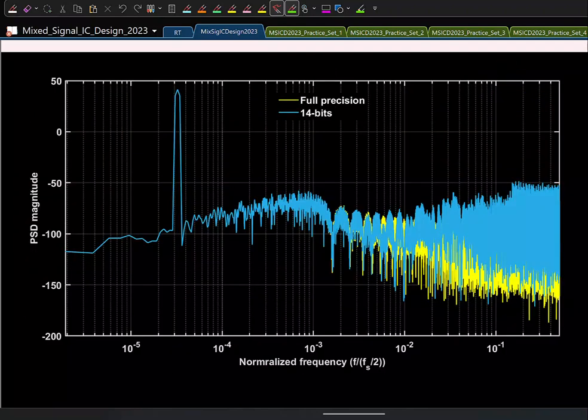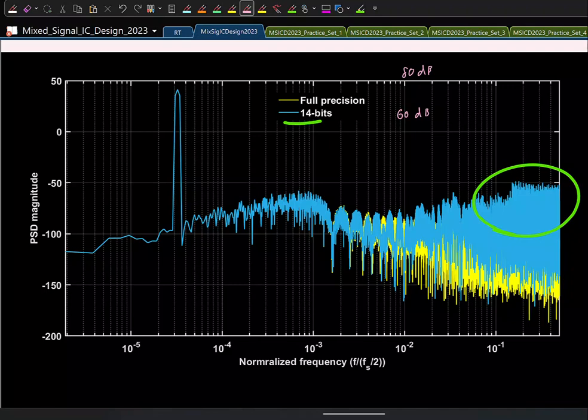So I do this. Here I'm showing two graphs. The yellow one is when I use full precision. As you see, with the yellow one, this is nicely suppressed, less than 100 dB. But if I just use 14 bits of precision, you see that it's actually quite tight. It is not able to filter it properly. In this case, I think I got only around 60 dB of SQNR, whereas I should have gotten around 80 dB.